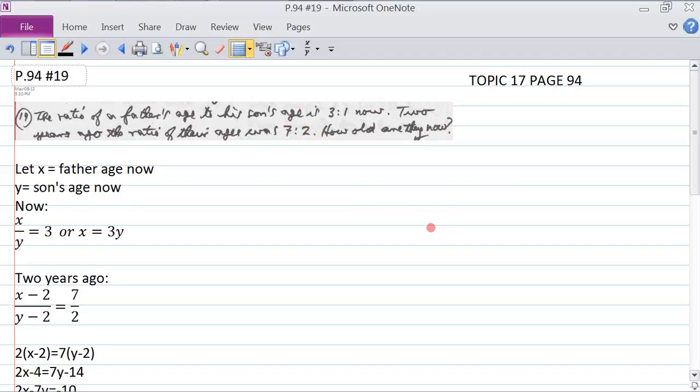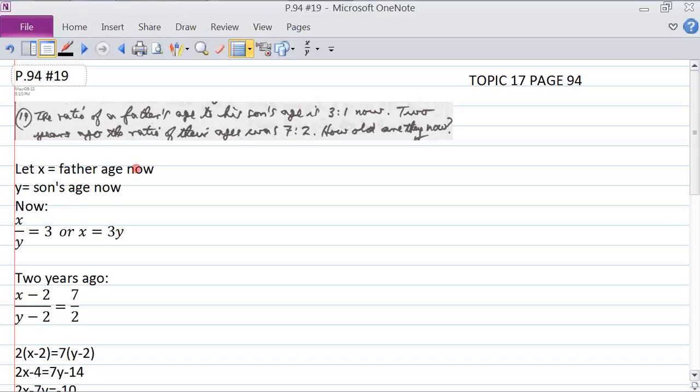So what we're going to do is set up a ratio, what we call a now ratio, what's happening now. Here's the father's age, x, and the son's age is y. X is to y is 3:1, which is 3. So this is the father's age. Obviously, the father's age has to go into the numerator, and the son's age into the denominator in order to give you a number greater than 1. Now, if we cross multiply, this is 3/1, so we can say x equals 3y.